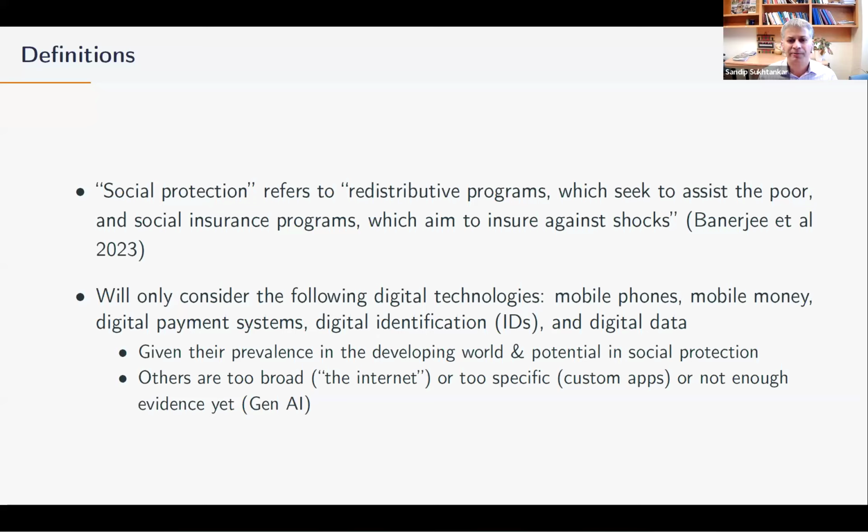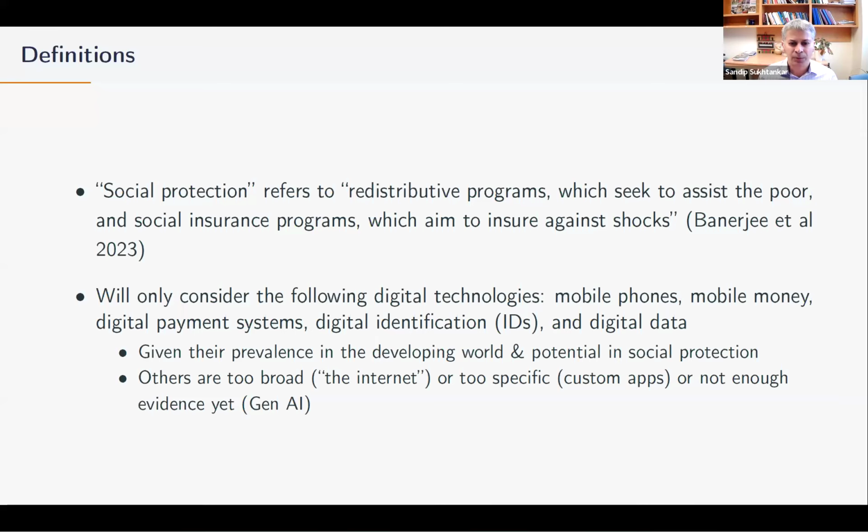And this comes from the readings for the very first lecture, where social protection refers to both redistributive programs, which are helping people who are poor, and social insurance programs, which are helping people who have gotten some kind of shock. Maybe there's a natural disaster or some other personal shock. And these two combined are what we refer to as social protection.